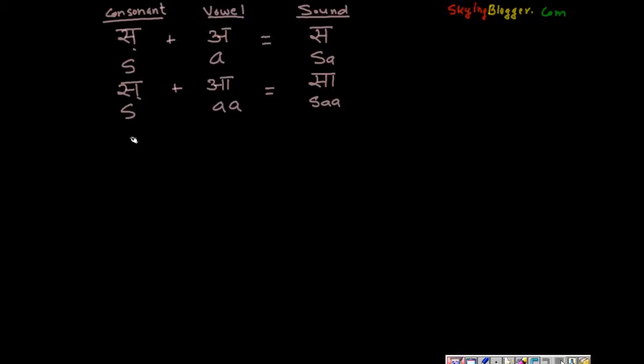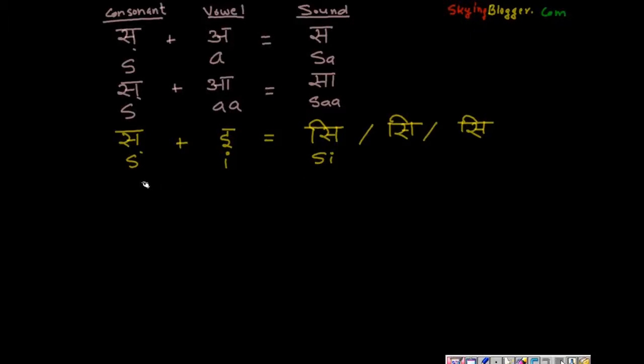Next, sa, when mixed with the vowel e, small e, produces the sound sa plus e, si, right, si. Speak once again, si. Feeling difficult to write? First just make a sa like this, then a line in front of it, a curve and the horizontal. Once again, first make sa like this and then write this, okay, this is si.